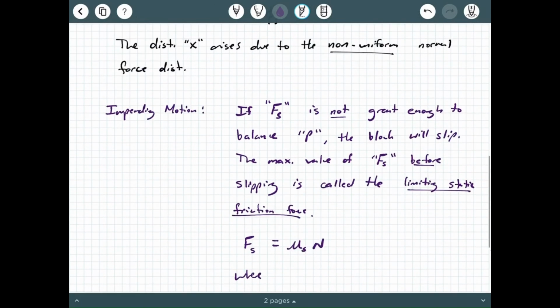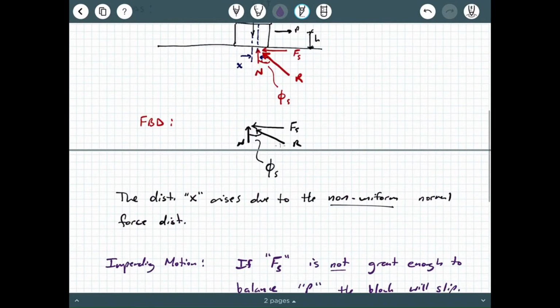Where in the world am I getting arctangent of F sub s over N? We'll look at our little partial free body diagram here, okay? If we have this resultant force here, and we have a normal force here, we can build a right triangle right here, okay? And then we say tangent of phi sub s equals, guess what, what is this horizontal measurement down here? The same thing as that horizontal measurement is F sub s.